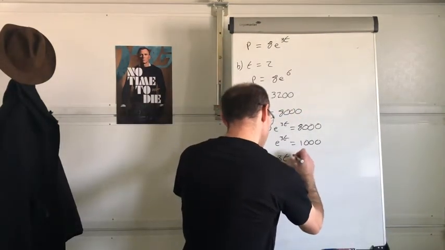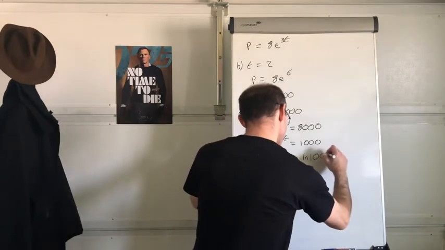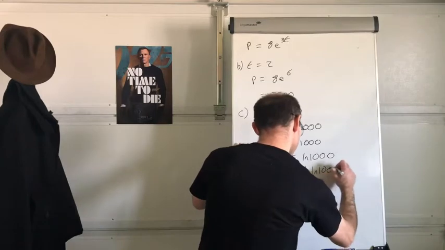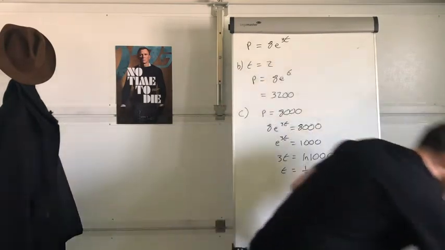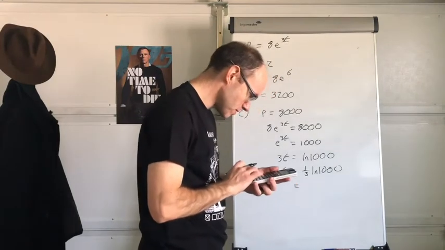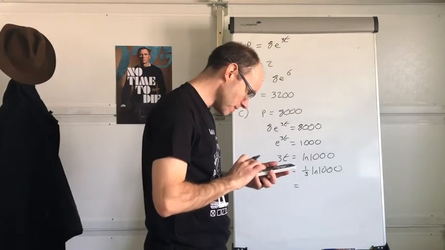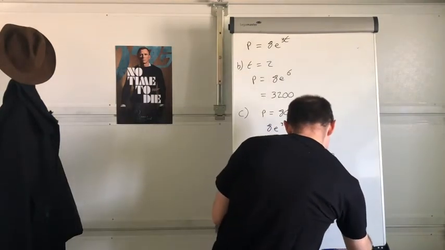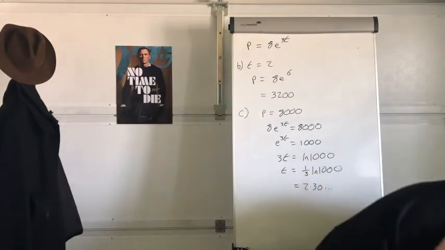So 3t is equal to natural log 1000, and t is equal to 1/3 of that, isn't it? 1/3 natural log 1000. So let's just work out what that is. Natural log 1000 divided by 3 equals, well, I've got 2.30 dot dot dot.